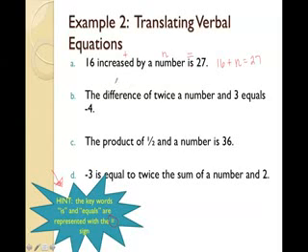The difference, which I'm going to be subtracting, of twice a number, so that means 2 times my variable, and 3 equals -4. So the difference of twice a number and 3. This and is where my subtraction sign is going to go. So I'm going to have twice a number minus 3 equals -4.